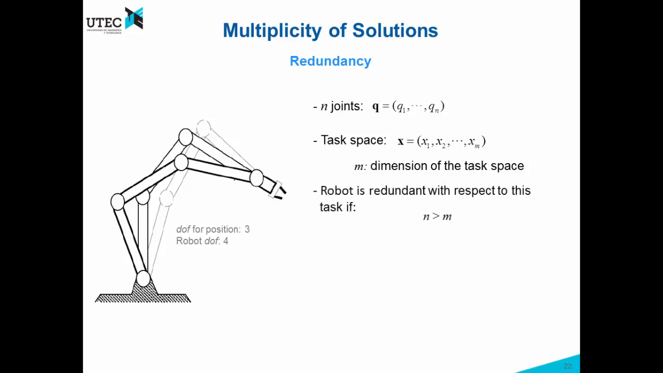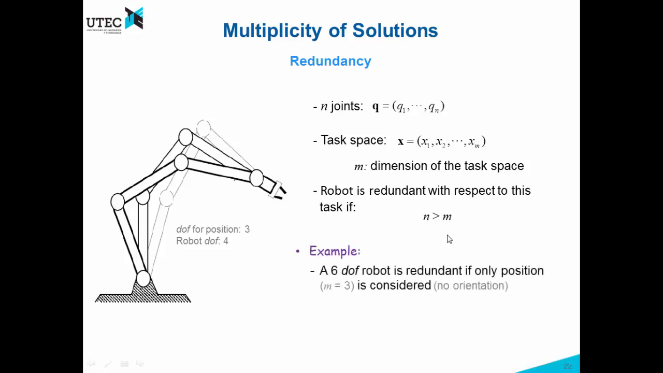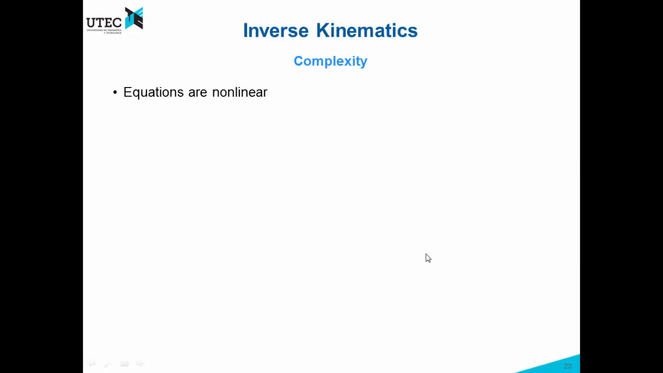The robot, in this case, is redundant with respect to this task if the number of joints is greater than the dimension of the task space. As an example, a 6-degree robot is redundant if the task is only position, if there's no orientation, because M would be 3. But the same robot is not redundant if we consider both position and orientation, because now M equals 6. And so we have 6 and 6, and this inequality does not hold anymore.